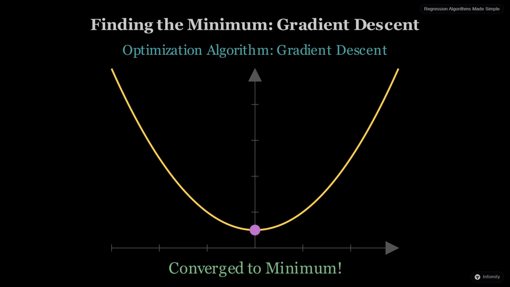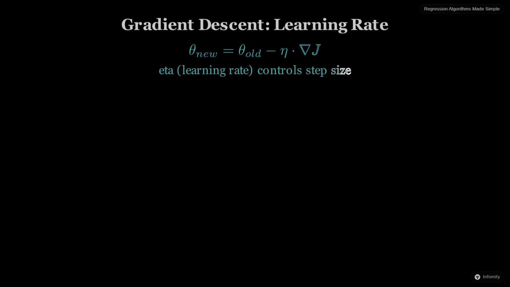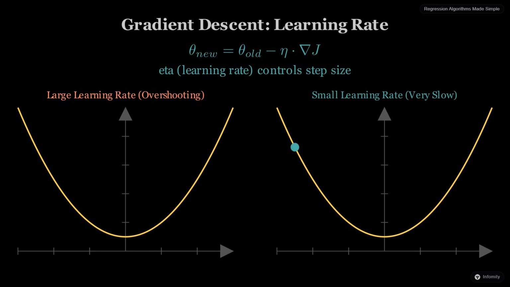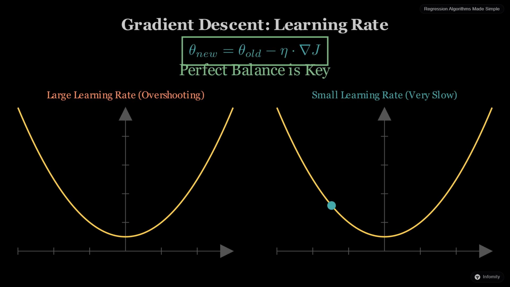for our regression line. A crucial parameter in gradient descent is the learning rate. This controls the size of each step we take down the cost function curve. A learning rate that is too large can cause us to overshoot the minimum, potentially bouncing back and forth or even diverging completely. Conversely, a learning rate that is too small will make the algorithm very slow, taking many tiny steps to reach the minimum. Finding a balanced learning rate is key to efficient and stable convergence.